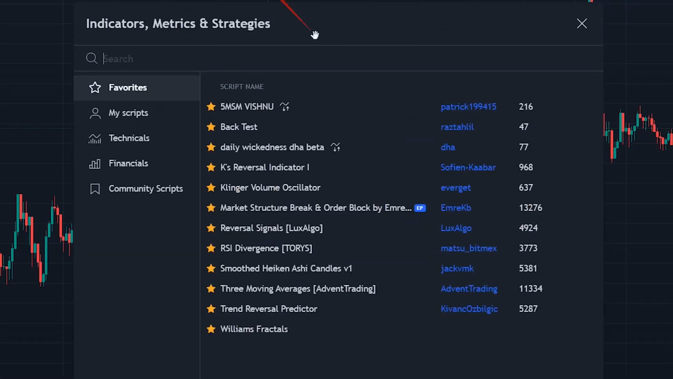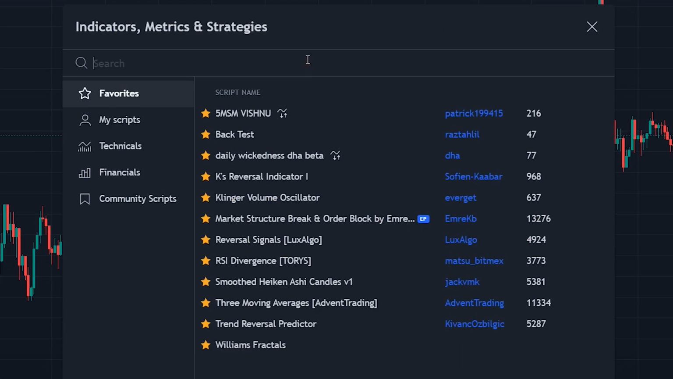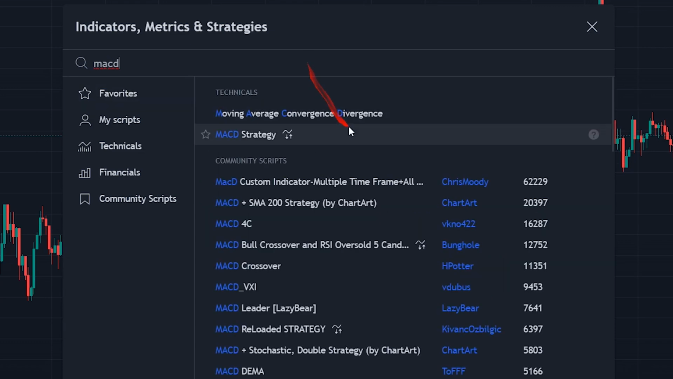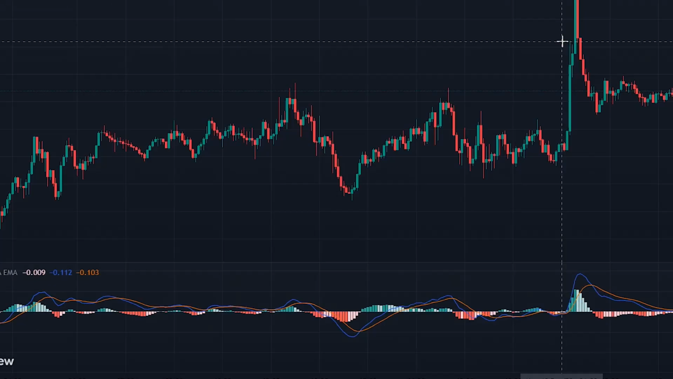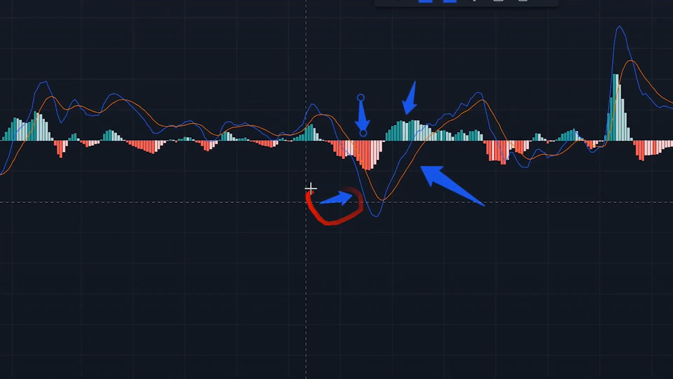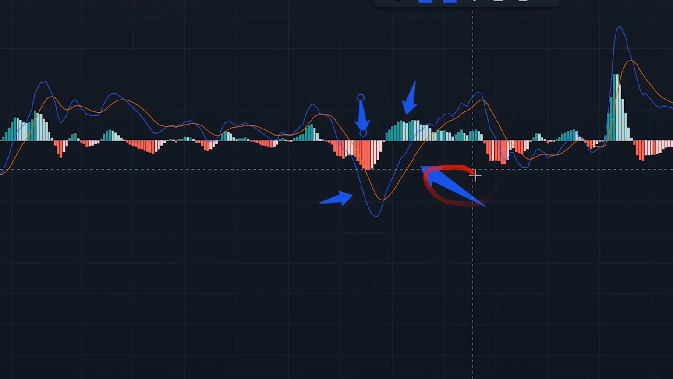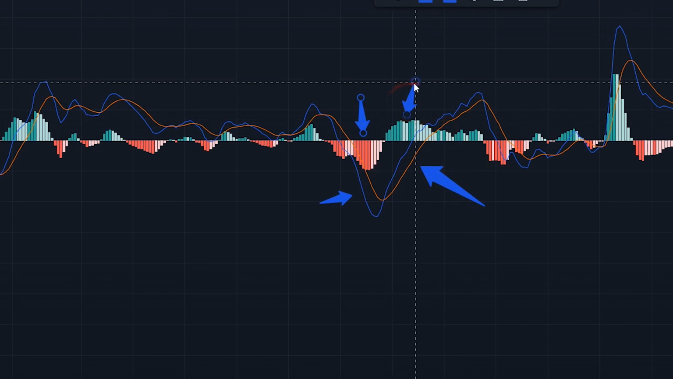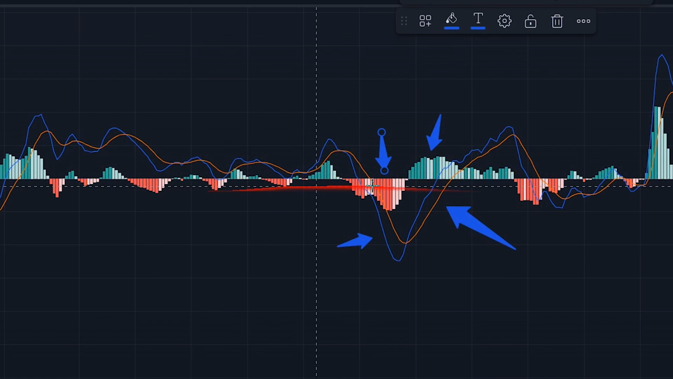To get started, go to the Indicators tab and search for MACD. MACD stands for Moving Average Convergence Divergence. Click on it. You can see that it is added to the chart and has four parts: the MACD line that is blue, the signal line that is yellow, the columns that are green and red, and the zero line. Now that you know all the components, it's enough to explain how to work with MACD.